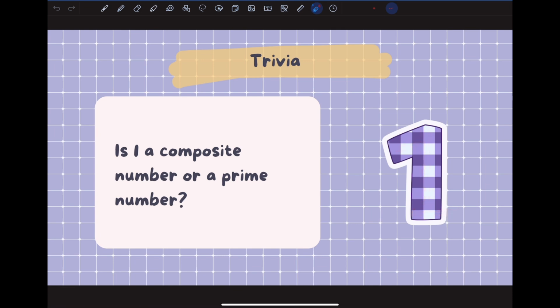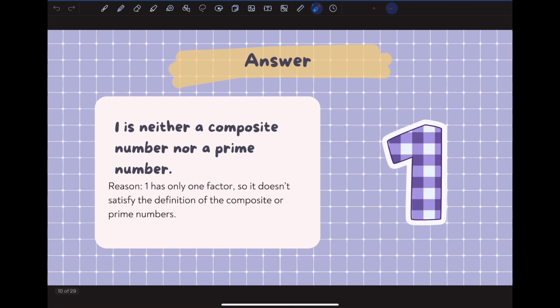Okay, what about 1? Is 1 a composite number or a prime number? Well, since 1 has only one factor, which is 1 itself, right? So, according to the definitions of composite and prime numbers, 1 is neither composite nor prime. Because prime numbers have exactly two factors, while composite numbers have more than two factors. Whereas 1 has only one factor. So 0 and 1 are two digits which are neither prime nor composite.